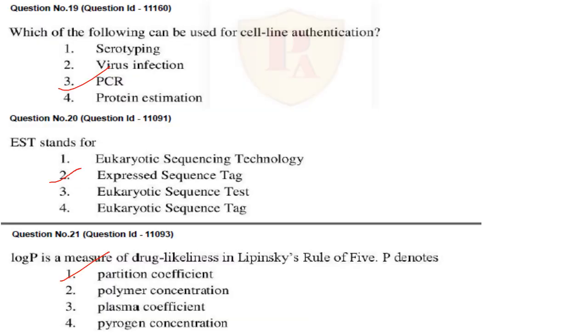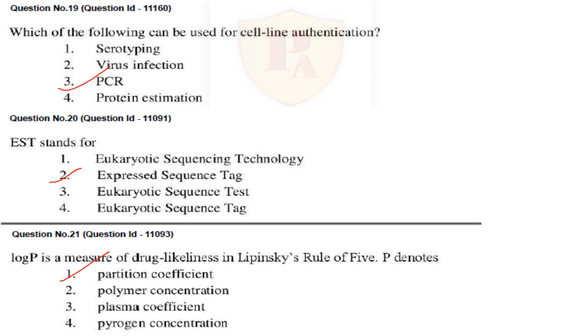Then next one. Which of the following can be used for cell line authentication? So for cell lines, STR analysis is a universally accepted method for human cell line authentication. And the procedure requires PCR. So the answer here is option 3, that is PCR. EST stands for expressed sequence tag.